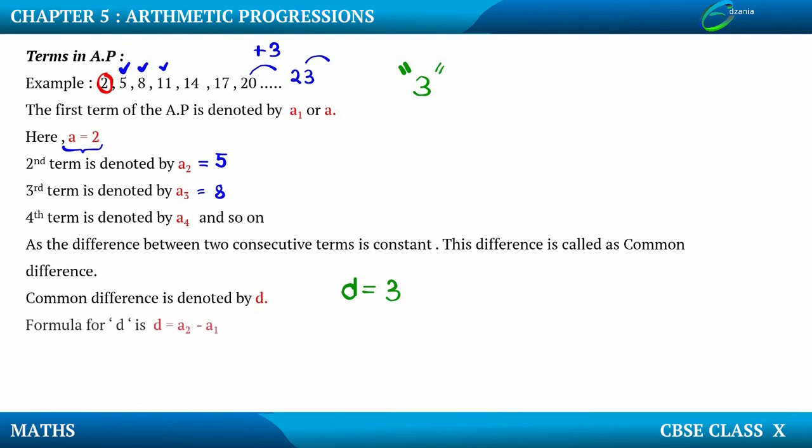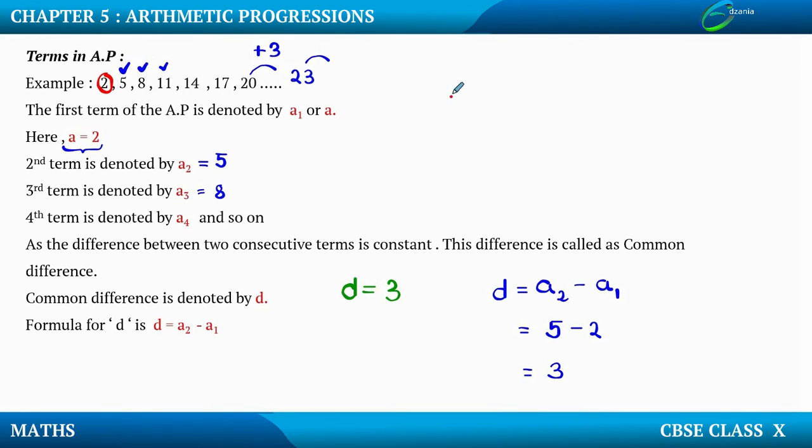Now we have a formula to calculate the value of D. The value of D is given by A2 minus A1, always. A2 is 5 and A1 is 2, so 5 minus 2 will ultimately give me 3. So I can easily find the value of D just by using the formula A2 minus A1.